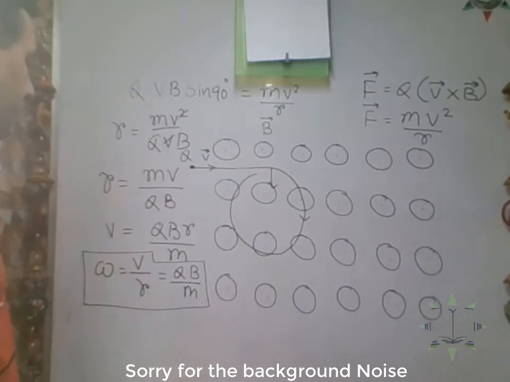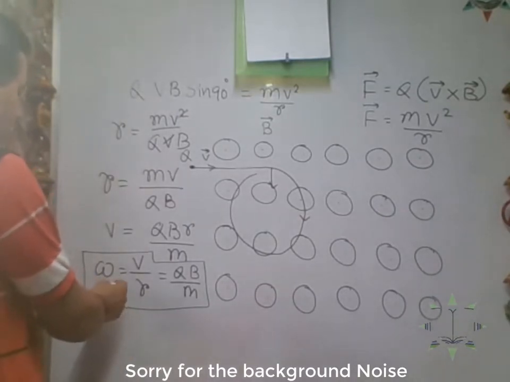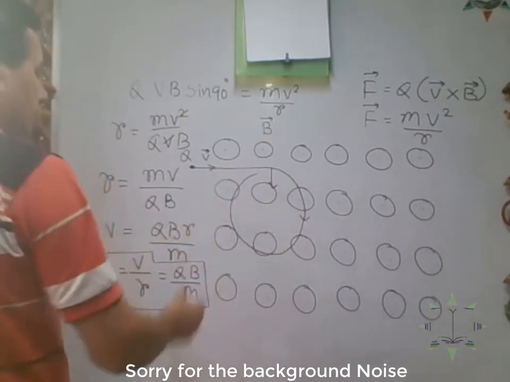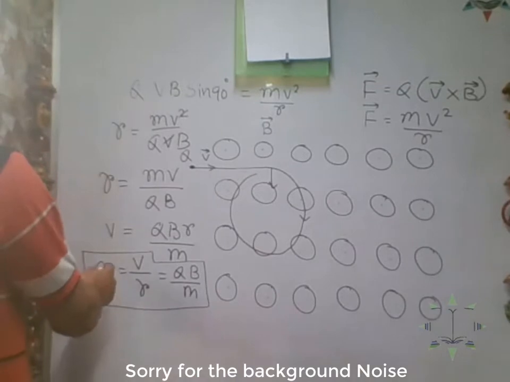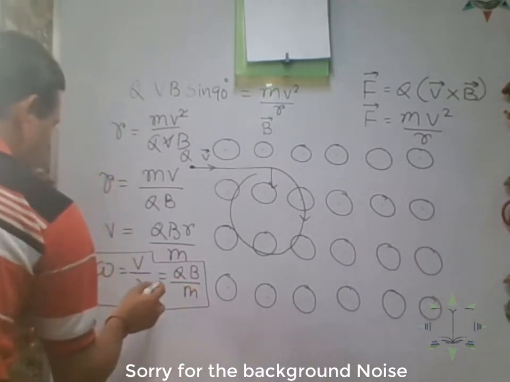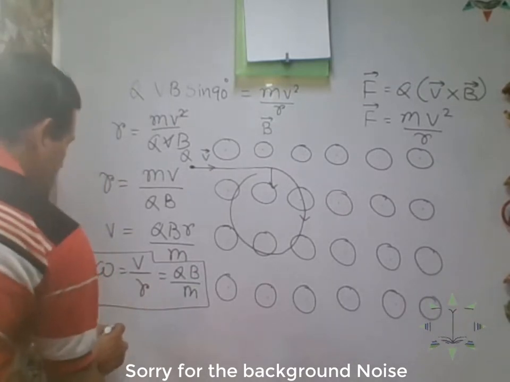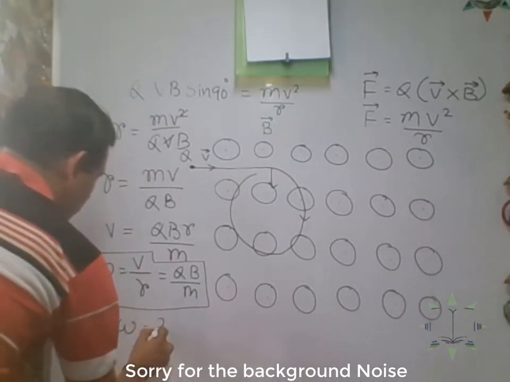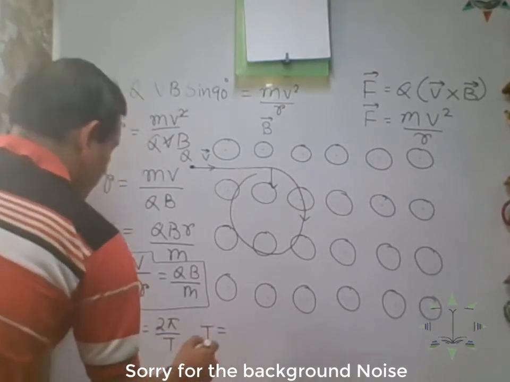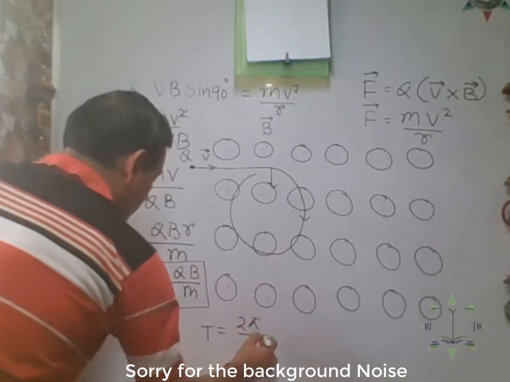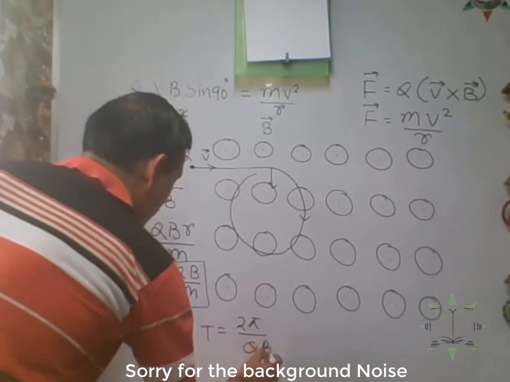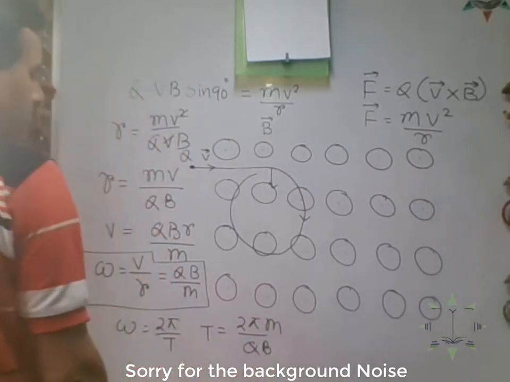What will be the time period of the particle? You can find out omega is equal to 2 pi by T, the time taken to complete one rotation, okay. So you see the angular velocity is independent of this. Now omega, what is the time period? Omega is 2 pi by T, so time period equals 2 pi by omega. Omega is qB by m. This is the time period.